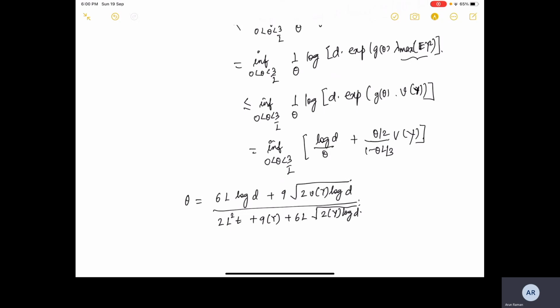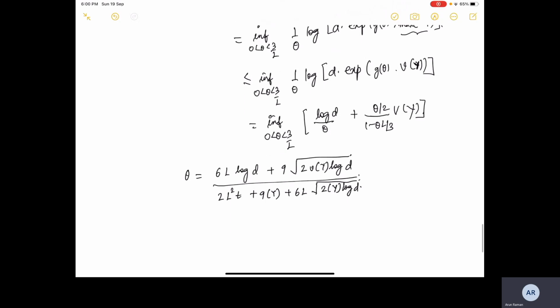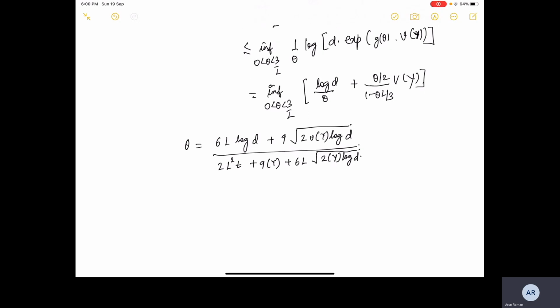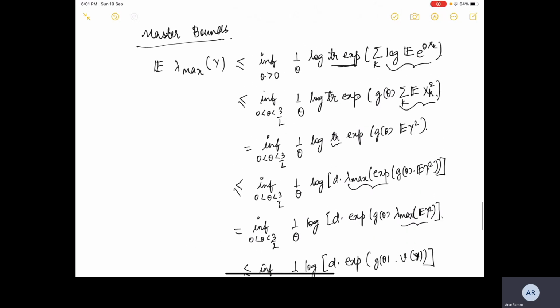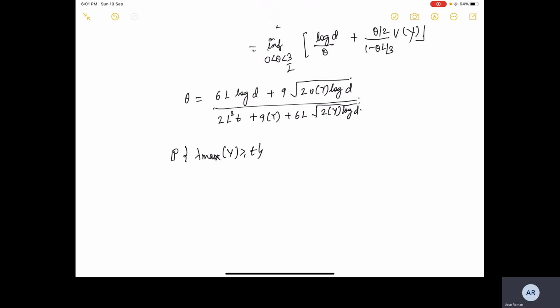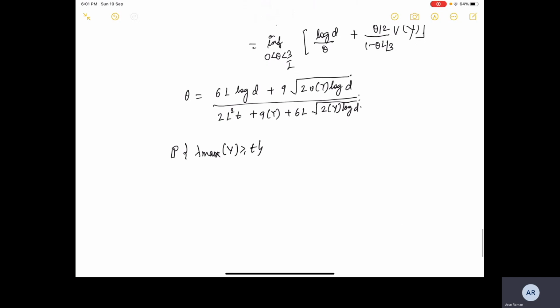Okay, this is the theta that minimizes, so it does not really add anything to our knowledge, so we'll not be concerned about it. I will not work out the proof for the probability bound, lambda max of Y greater than or equal to t, because as you just saw, the flow is exactly similar to what we had for the Chernoff bounds. The same will be true for the lambda max case as well. So we'll not discuss this in class.